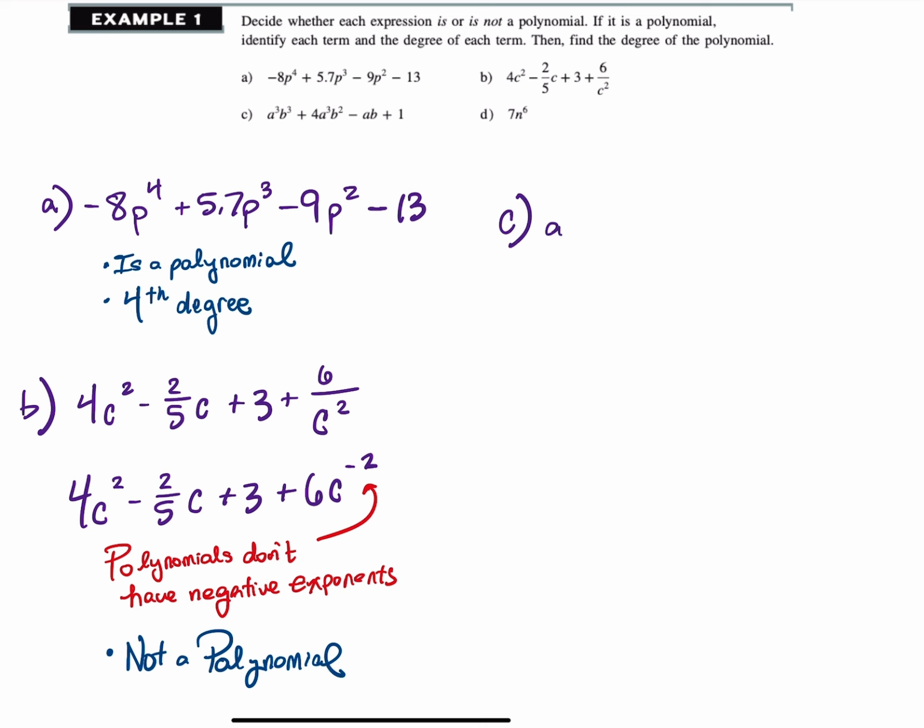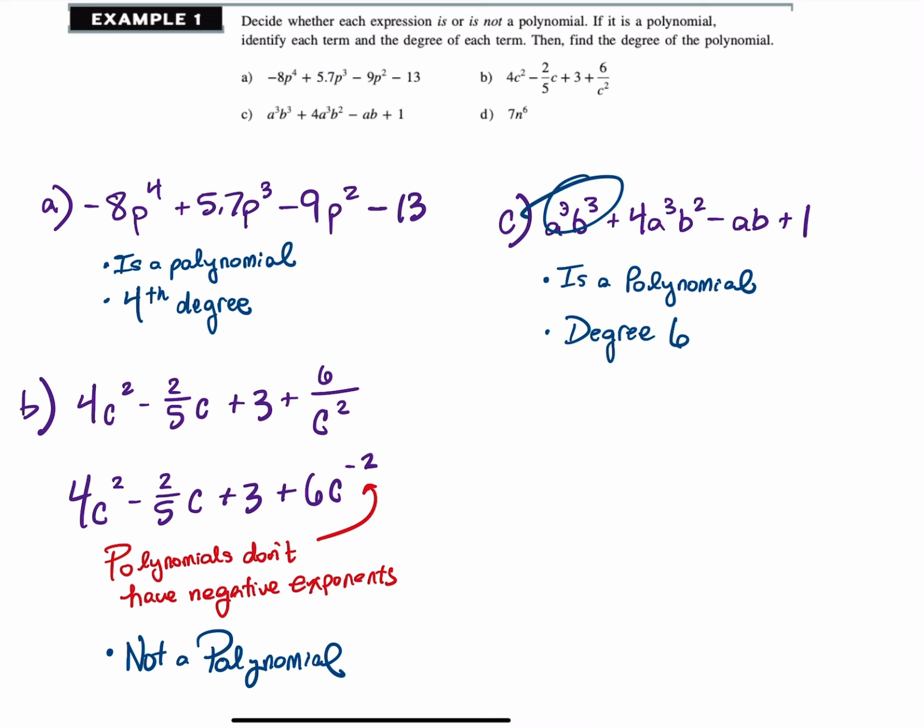Part C gives us a cubed times b cubed plus 4 times a cubed times b squared minus a times b plus 1. So we have more than one variable here. We have a and b, but we still only have positive exponents, so this will still be considered a polynomial. And if you have two variables like this, the degree will be the sum of the two powers. So we would say this is a degree 6.